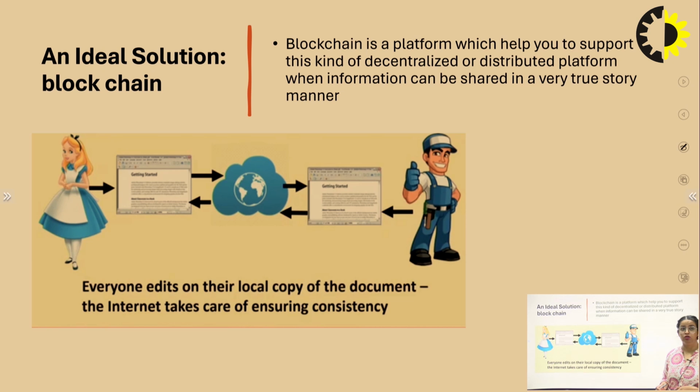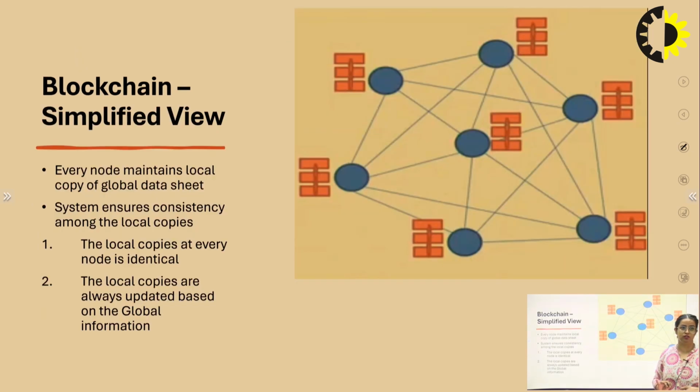And what is the ideal solution for this problem? Blockchain is a platform that will help support this kind of system. I have told you that blockchain works on both platforms, decentralized plus distributed. Here both have the same copy and the same data, which means if there is some change and I make some changes here, then that change will reflect here also. So this is the ideal solution for this problem.